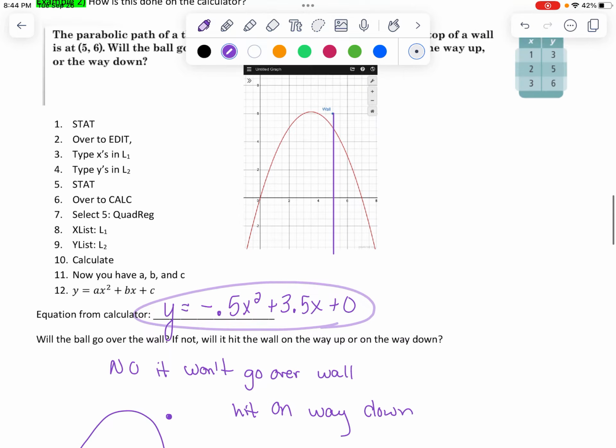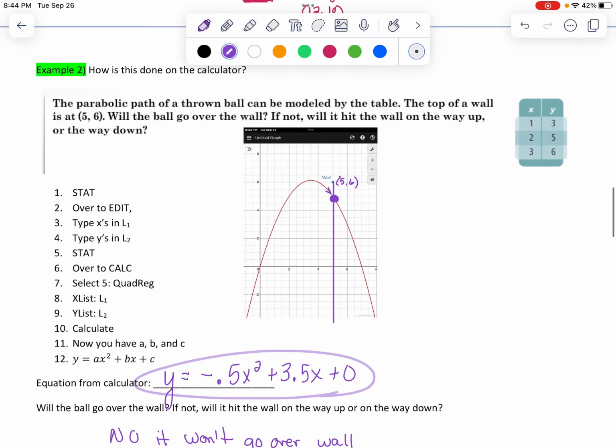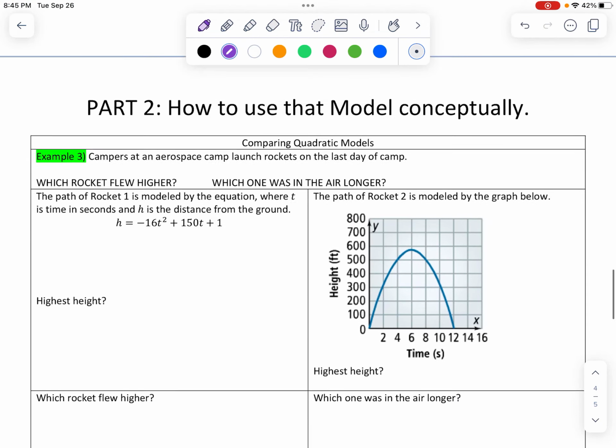And you can see that because the point (5, 6) is right here, which is where the wall is. So the ball is going to hit it on the way down. Okay? So it's kind of nice being able to identify the graph that way. Let's look at example 3.